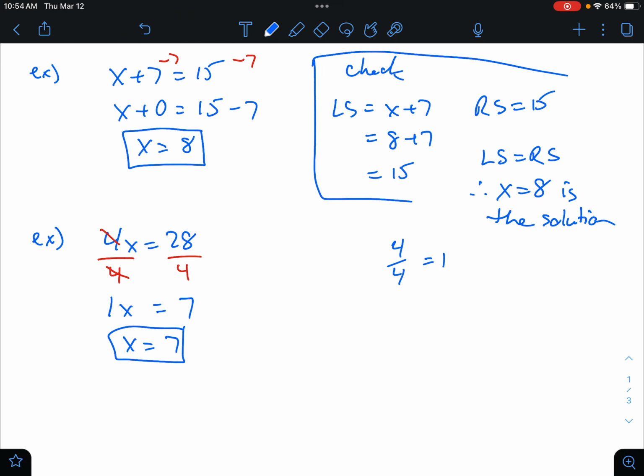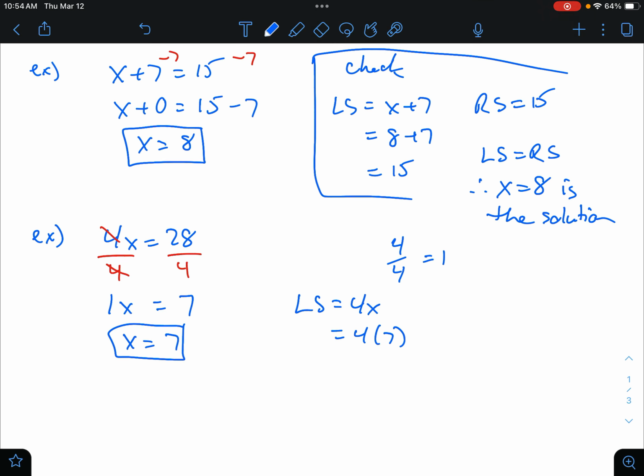Now I can double check it again. The left side is 4x. If I sub in my x, I get 4 times 7, which gives you 28. And the right side is 28. So the left side equals the right side, which means this is definitely the right answer. So x is 7 is totally correct.